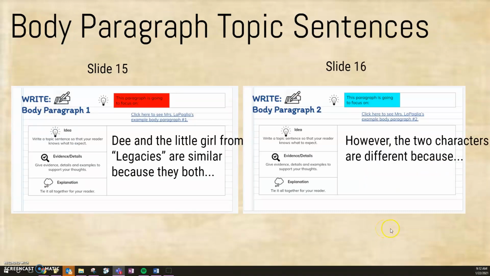Next, you'll need to write your body paragraph topic sentences. Body paragraph 1 on slide 15 should be about the similarities between the two characters. Body paragraph 2 on slide 16 should be about the differences. Pause the video, copy the sentence stems onto those slides, and then finish the sentence stems based on what you've already written for your thesis statement.